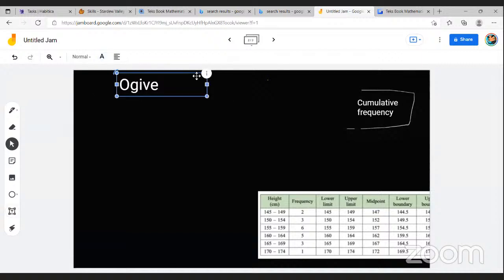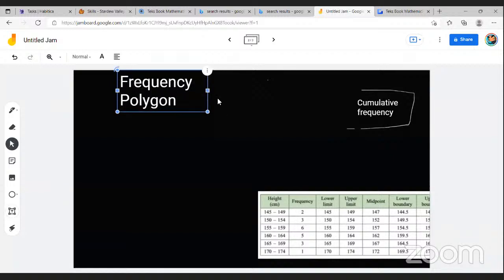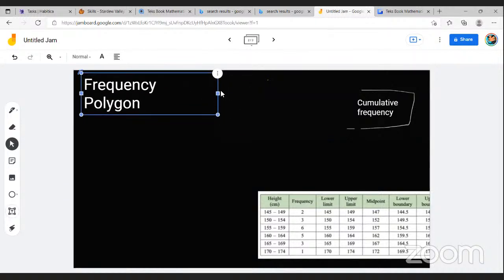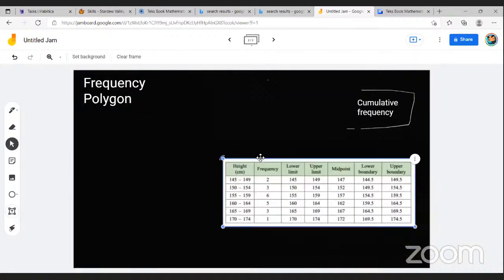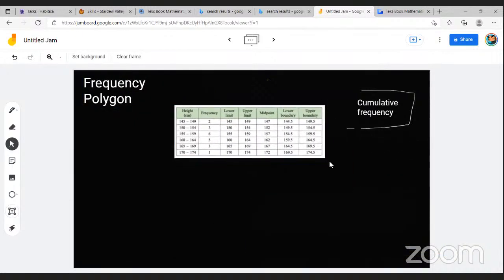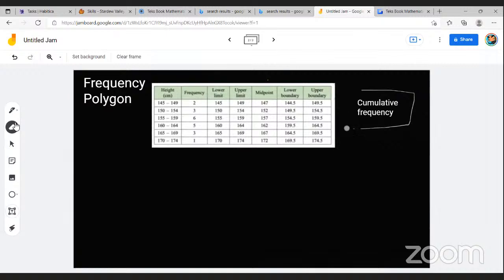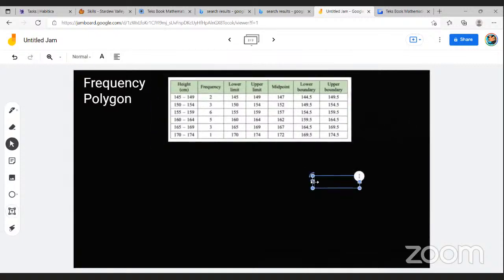So your frequency polygon will look something like what you saw just now. But let's say they don't ask you to do a histogram and just frequency polygon. Then in this case, you need to find one thing first, which is the midpoint. Don't forget your formula for midpoint. Midpoint is your upper boundary plus lower boundary divided by 2.